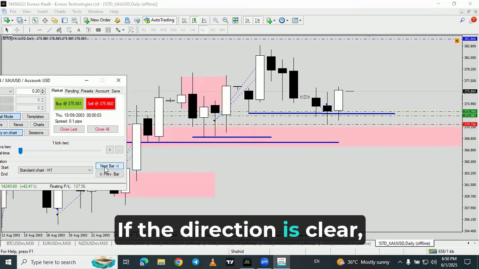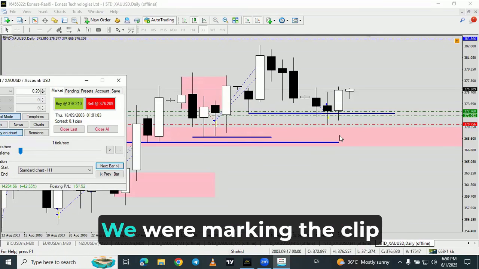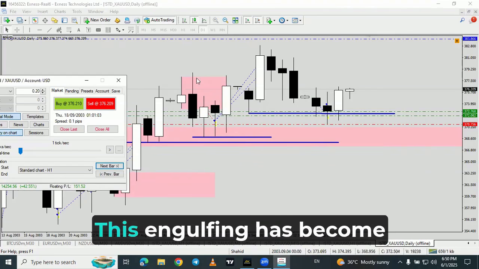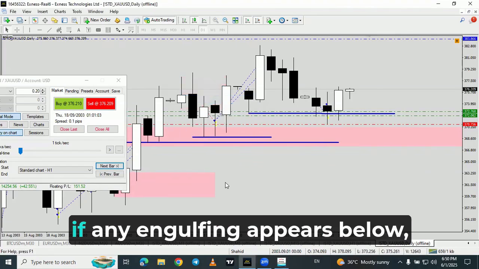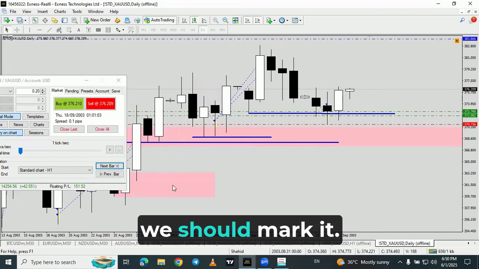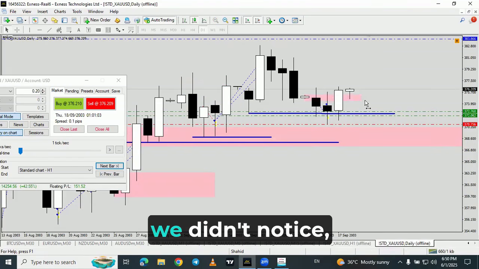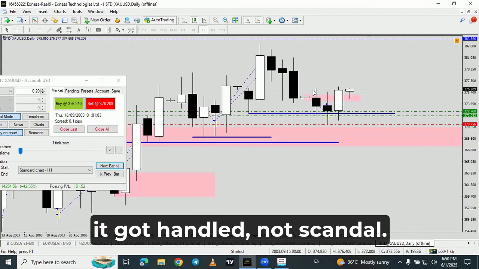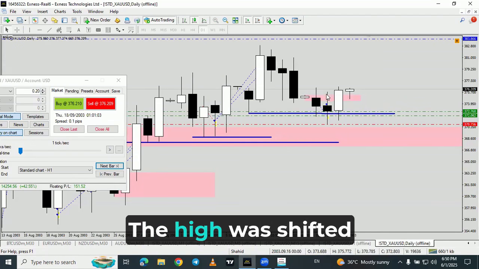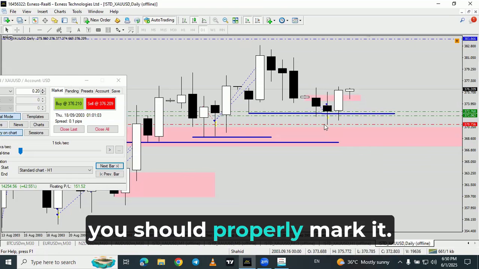If the direction is clear, you won't face any issues here. We were marking the clip zone after picking it. This engulfing has become useless. So if any engulfing appears below, we should mark it. And if you see here, this was also an engulfing that we didn't notice, which was sealing it. See, it got handled. The high was shifted to the sweep. So you should properly mark it.